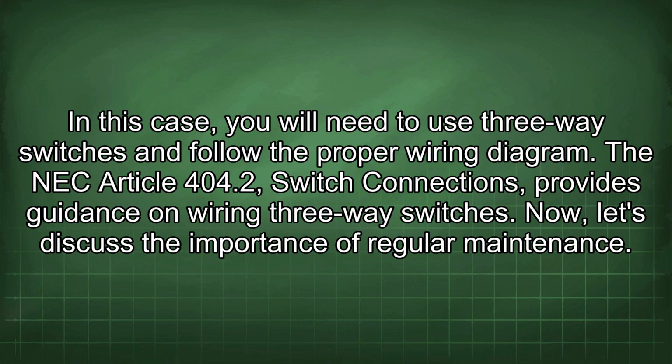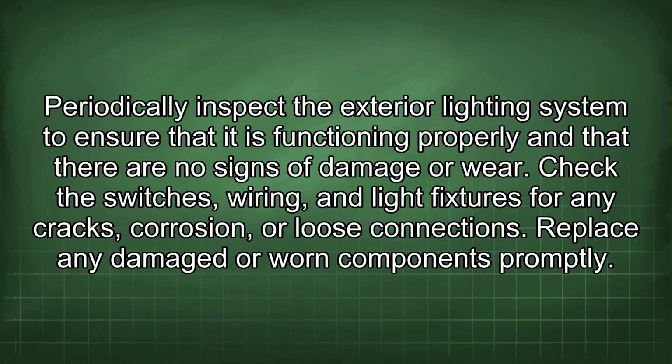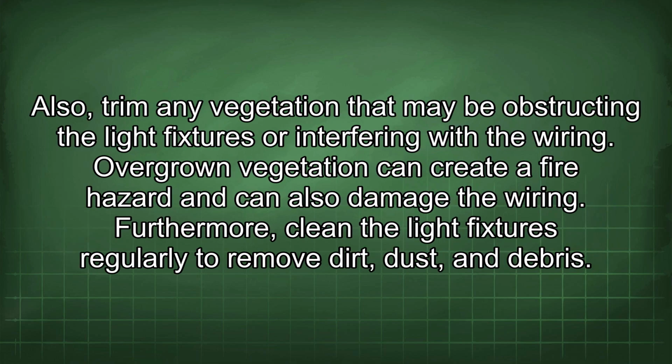Now let's discuss the importance of regular maintenance. Periodically inspect the exterior lighting system to ensure that it is functioning properly and that there are no signs of damage or wear. Check the switches, wiring, and light fixtures for any cracks, corrosion, or loose connections. Replace any damaged or worn components promptly. Also, trim any vegetation that may be obstructing the light fixtures or interfering with the wiring. Overgrown vegetation can create a fire hazard and can also damage the wiring.